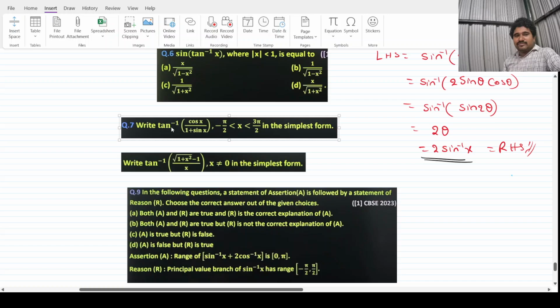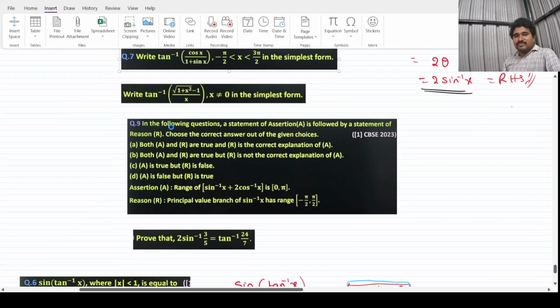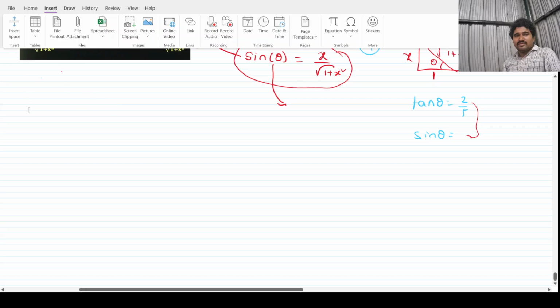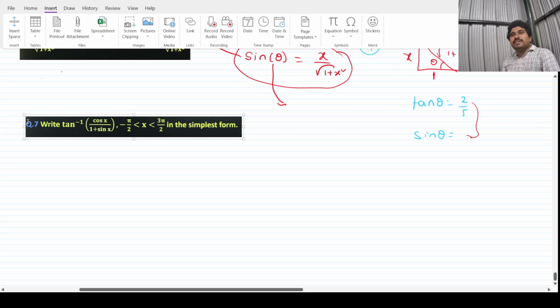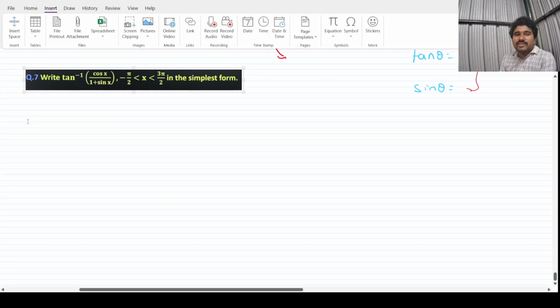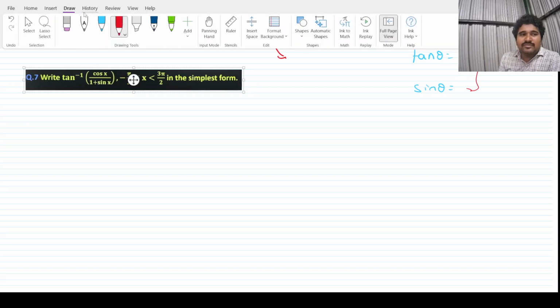Next question. Okay, see the next question. If you are able to solve, you can solve. What is the question? Tan inverse of cos x by 1 plus sin x. Okay, write that. Not the LHS, write the question itself.